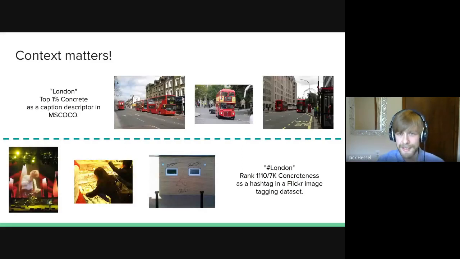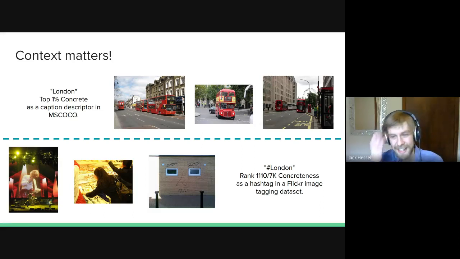The reason for this is that Microsoft COCO captions were constructed post hoc by annotators. These are people who were shown a picture and asked to write a literal description of that picture. If you were a Microsoft COCO annotator, you might not use the word London unless the image was screaming London at you, right? You're not going to be able to guess something's London unless it's a double-decker bus, the London Eye, Big Ben, all of this.